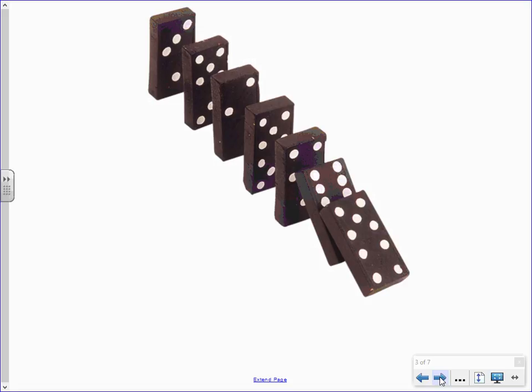If we can verify that that first domino is going to fall down, and we can show that any domino in our line is going to knock over the next one, then when we push that first domino, it's going to knock over the second one. And the second one's going to knock over the third one. And the third one's going to knock over the fourth one. And the fourth one's going to knock over the fifth one. And they're all going to go down.